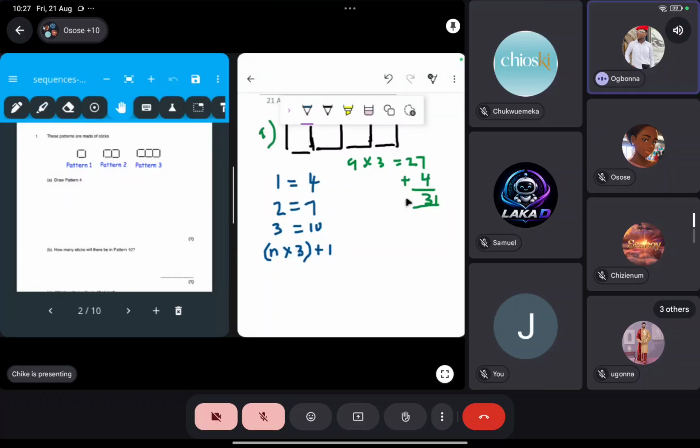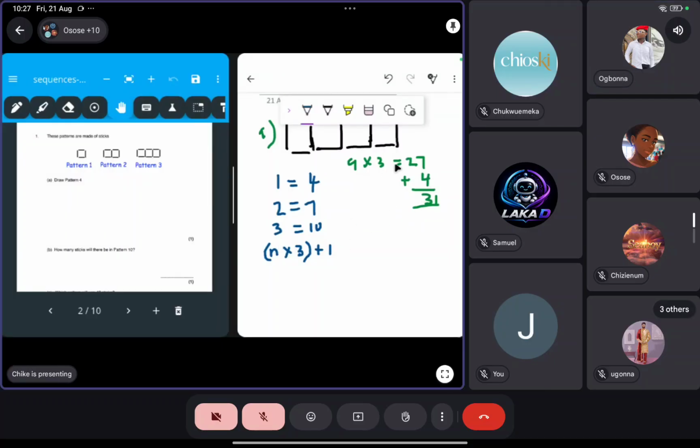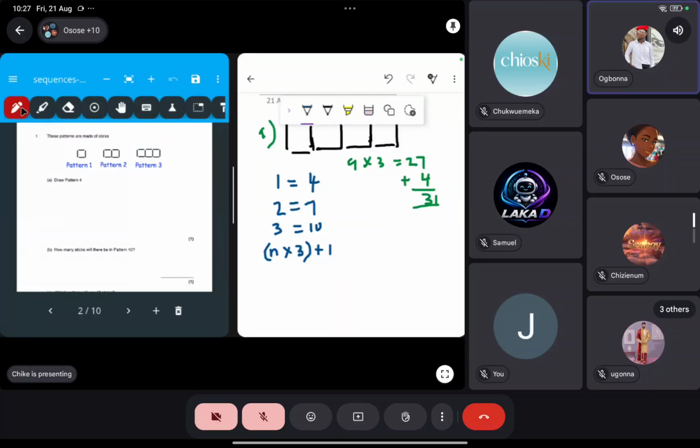So you see, despite the fact that I was not even seeing that, as far as it is correct, you get the same answer. So they say how many sticks will be in pattern 10? How many are going to be there? We're going to have 31.